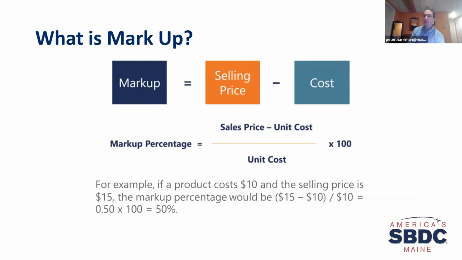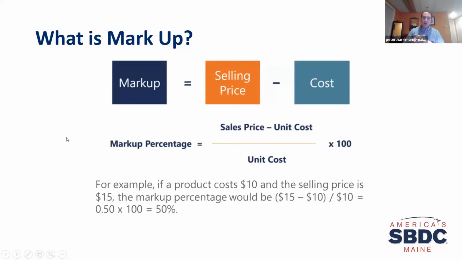So markup basically is your selling price minus your cost, right? And this is where we start to get into the math. This is where people really thank me that it's recorded so they can come back and watch it again, so they kind of get it. So we have a markup percentage is your sales price minus unit cost over the unit cost times 100. Right? Now we're starting to get into math.